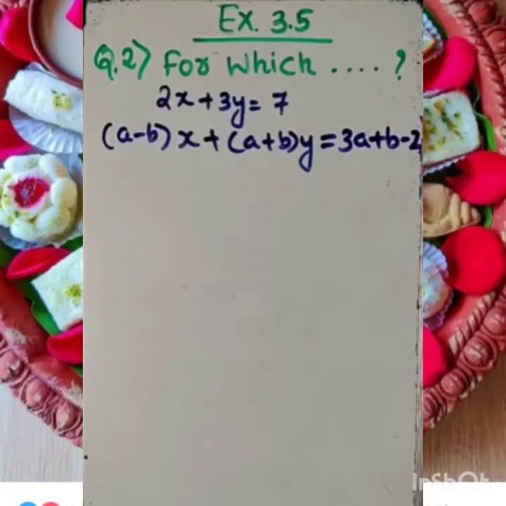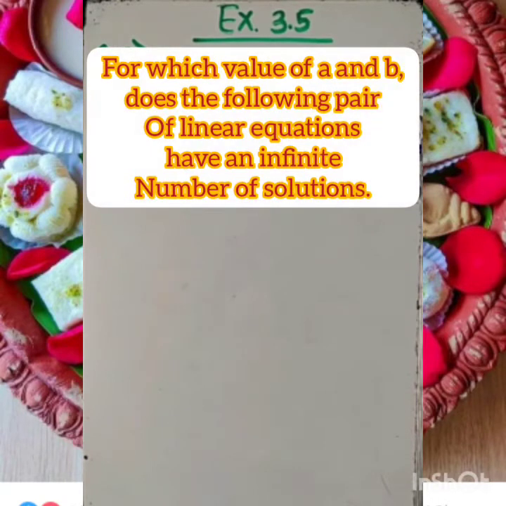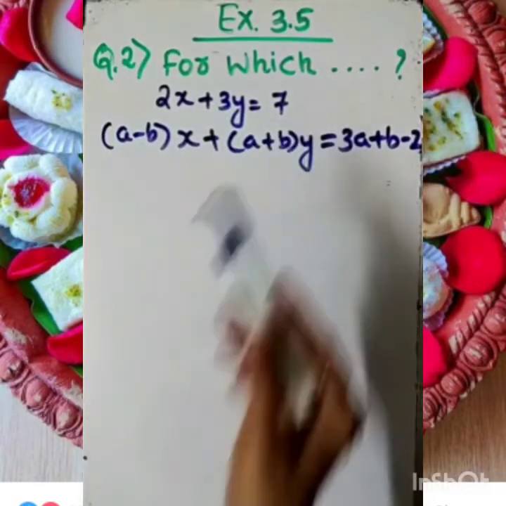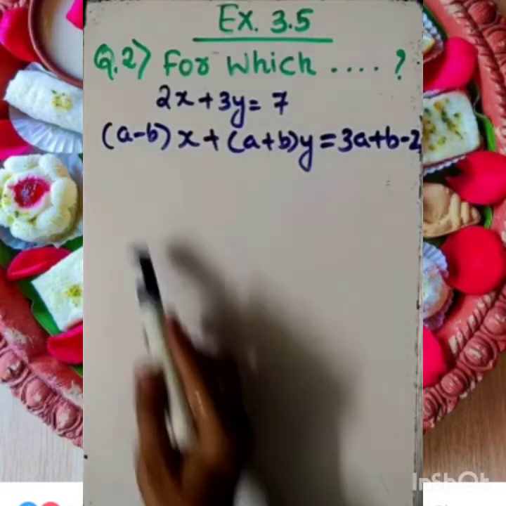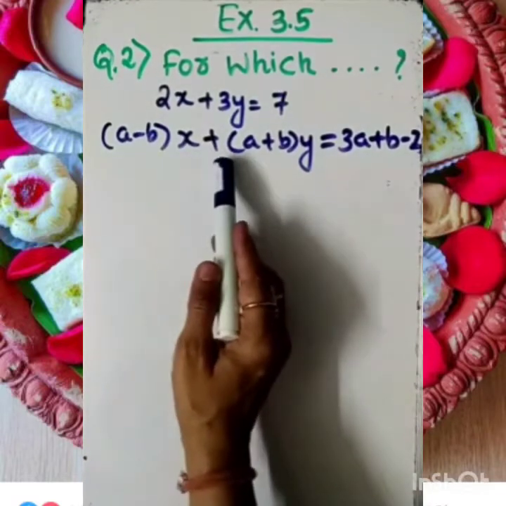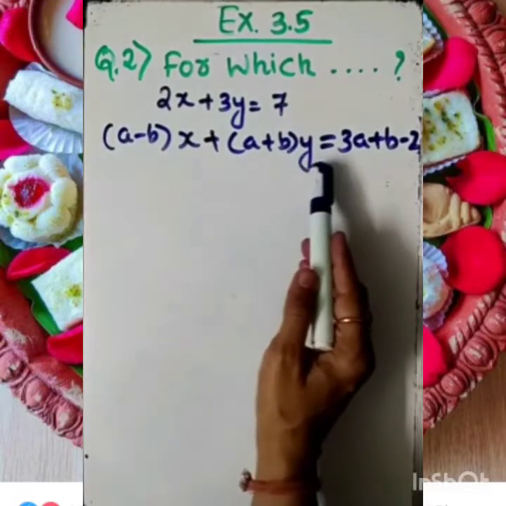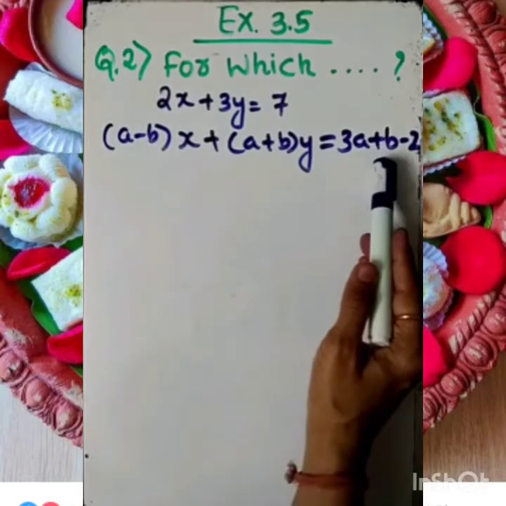Question number 2 says: for which value of a and b does the following pair of linear equations have an infinite number of solutions? We are already given that it has an infinite number of solutions. Which two equations are we given here? 2x plus 3y equal to 7, and (a minus b)x plus (a plus b)y equal to 3a plus b minus 2.